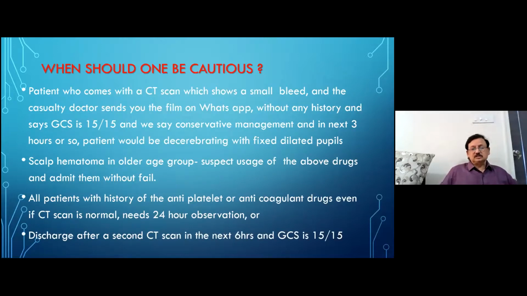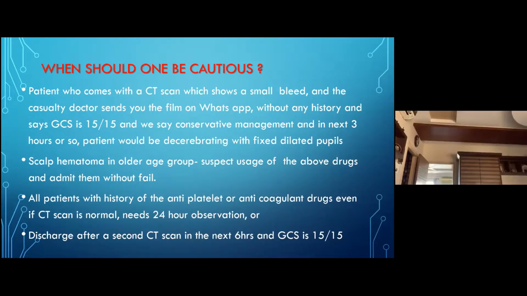When should we be cautious? Most often in the middle of the night, we get a call from the casualty saying that there's a patient with a small intracranial bleed. The picture will be sent on WhatsApp. There's no history. The duty doctor just gives the call and says the GCS is 15 by 15, the patient is normal, sir. What should I do? Because there's no history, and we have not seen the patient in the middle of the night, we say, okay, manage conservatively. Within the next 3 hours, we get a call from the hospital saying that the patient is deteriorating and has a fixed dilated pupil. Here we have to be extremely cautious. Insist that your duty doctor take the history of whether any of these drugs are being used. If they are being used, they have to extract it.